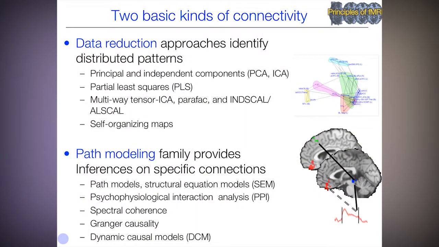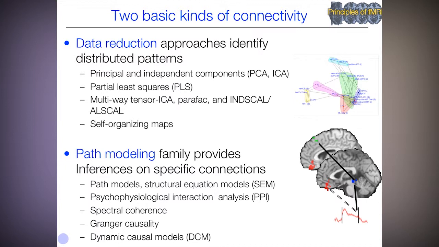The first kind is what we'll call the data reduction approach. Data reduction approaches identify distributed patterns in the data. They explain very complicated 3D, 4D, 5-dimensional data sets as a simple combination of, in our case, temporal components and spatial components and then subject level components. These include standard, tried and true techniques like principal components analysis and independent components analysis. Partial least squares is a variant that takes into account multiple predictors on the data side and multiple outcomes.